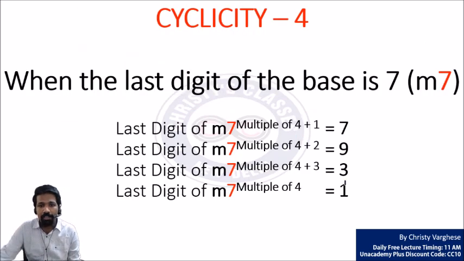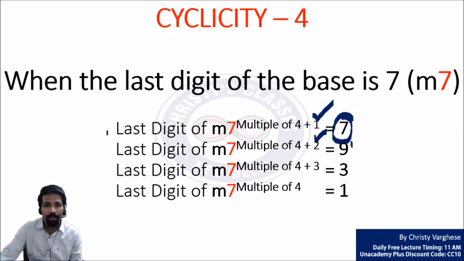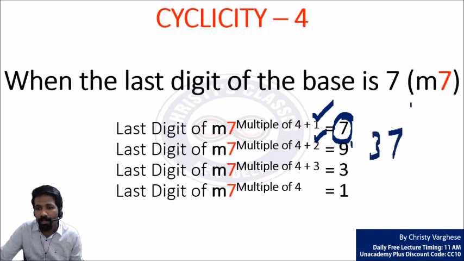We can summarize this kind of question like this. If it is a multiple of 4 plus 1, first element; plus 2, second element. For example, if the question was 37 raised to 94, 94 is 2 more than 92, 2 more than a multiple of 4, or the remainder is 2 when 94 is divided by 4. So second element.